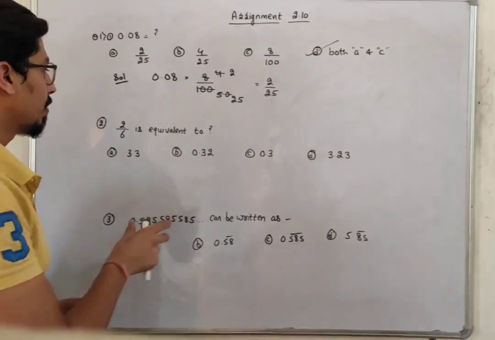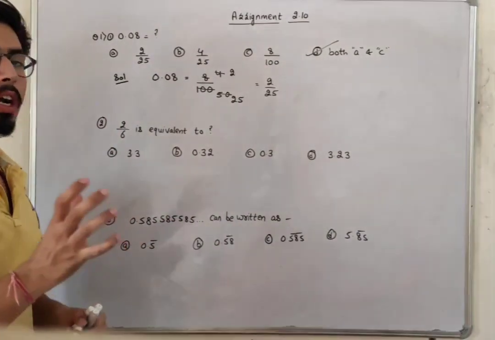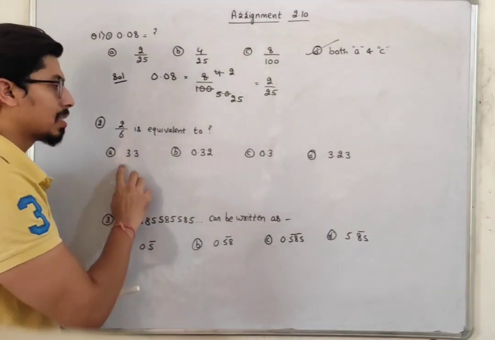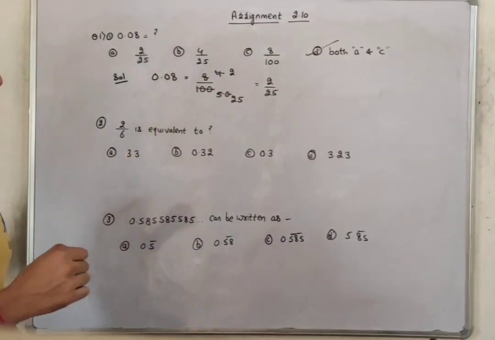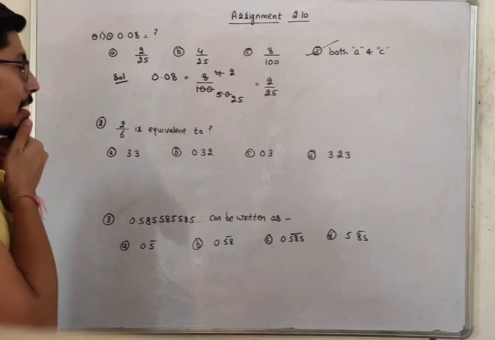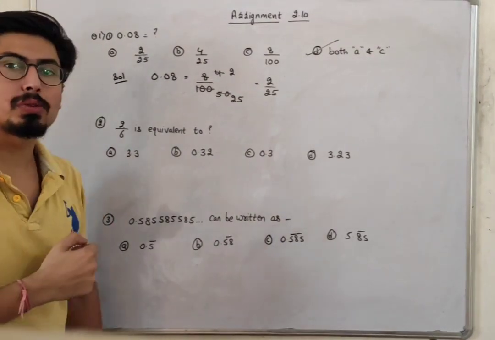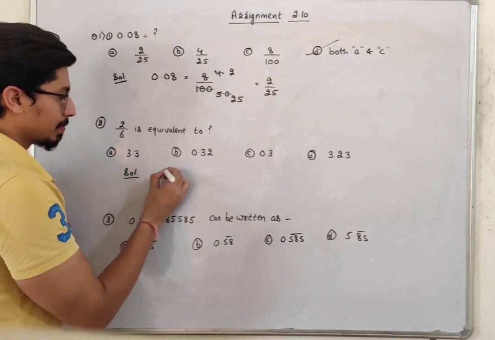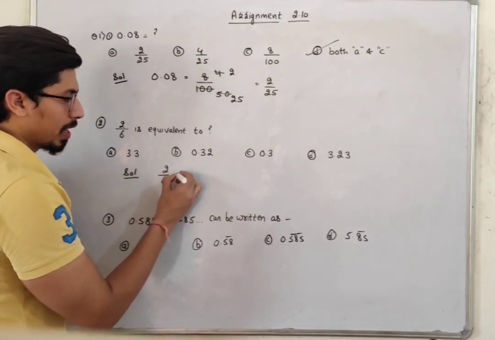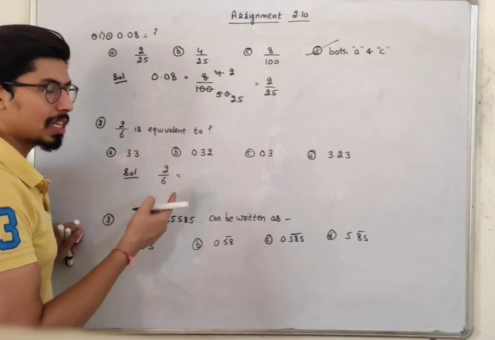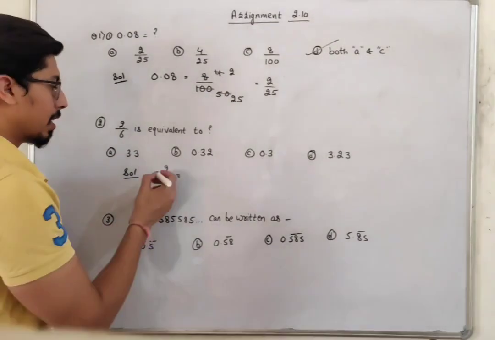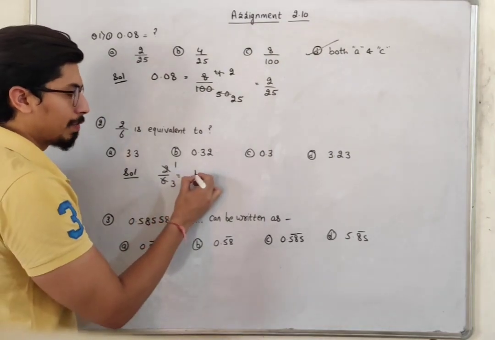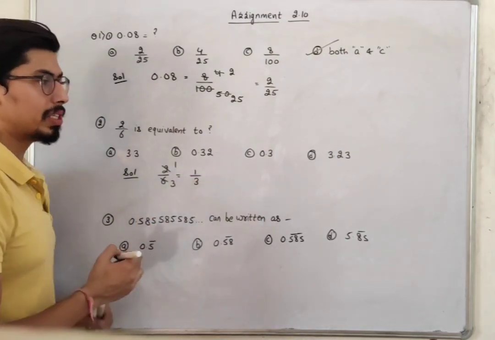Okay. Now in our next part we have 2 by 6 is equivalent to which among these? Okay. So we have 2 by 6 now, students. So what I'm going to do is just take this 2 by 6. If I cancel them out by 2, it will be 2 1s are 2, 2 3s are 6. So it will be 1 by 3, students.